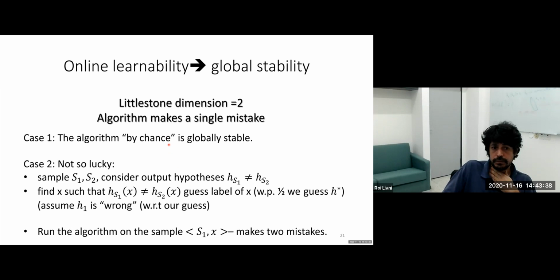And if the algorithm is not globally stable and makes only one mistake on a typical sample, then let's consider the output over two samples. Then we get two hypotheses that are different because the algorithm is not globally stable. And then we're going to find some x that they disagree on, and we're just going to guess the label. Now with probability half, we're going to guess it correctly. And let's assume for simplicity that H1 is wrong. So we're going to run the algorithm on this sample, S1, and add this point that we guessed its label. And the algorithm is going to make two mistakes. So we basically generated more mistakes.